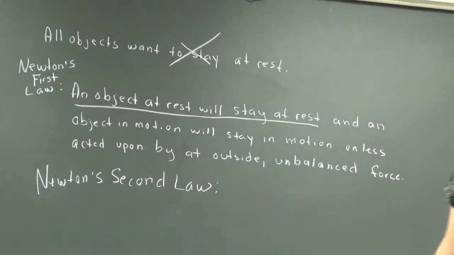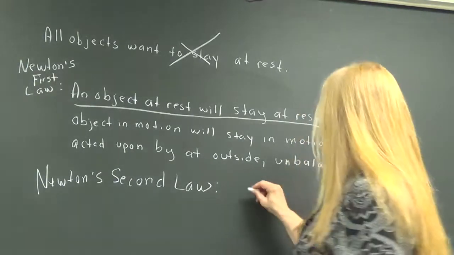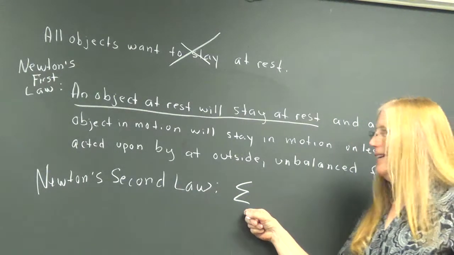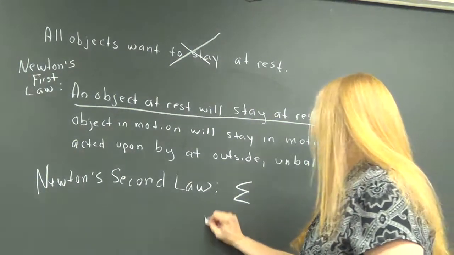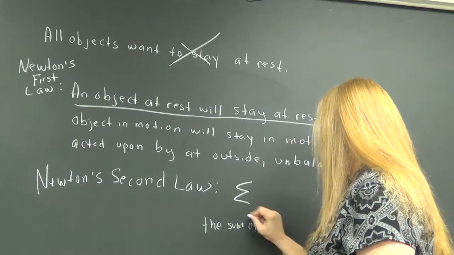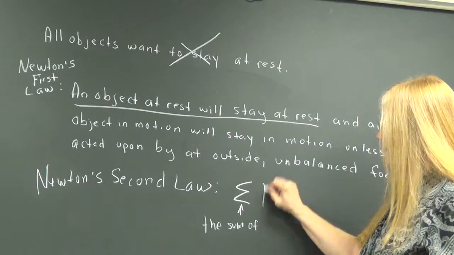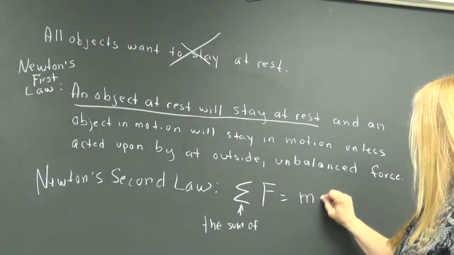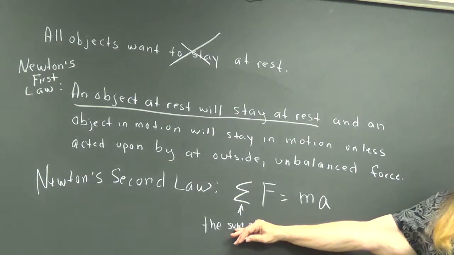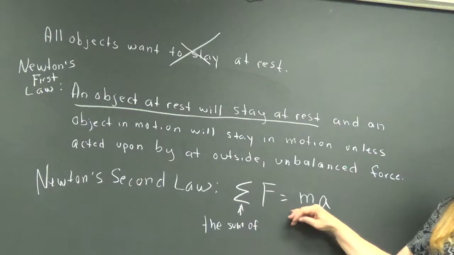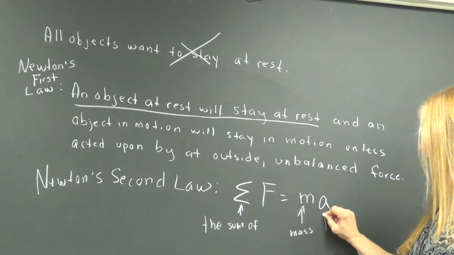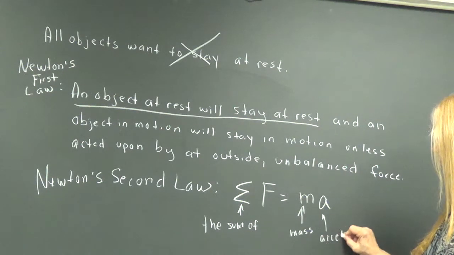Let's see if that shows up. This looks good. And that is the sum. There's a symbol, the sigma symbol. It means the sum of. We'll be using that in math class this year as well. The sum of the forces equals ma. So we have an object, there's lots of forces on that object. The sum of those forces equals ma, where m is mass and a is acceleration.